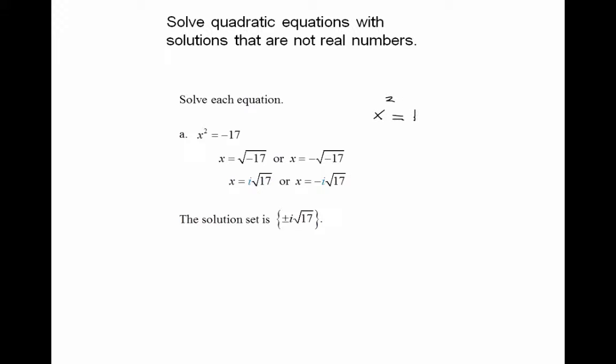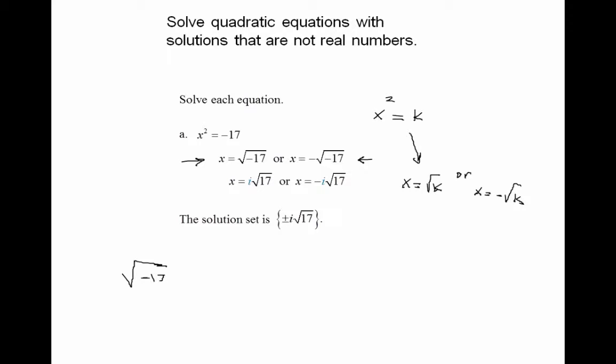Recall, if I have x squared is equal to a number like k, from here I can write x is equal to square root of k, or x is equal to minus square root of k. So in this case, I would get x is equal to square root of minus 17, or x is equal to minus square root of minus 17. So let's take a look at square root of minus 17.